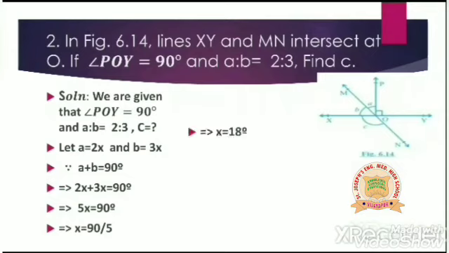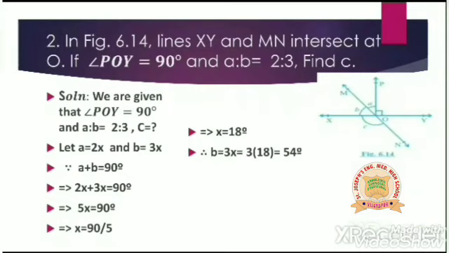Now we have got the value of x. So angle A equal to 2x, which is 2 into 18. And angle B, how much is it? Angle B is equal to 3x, 3 into 18, which is 54 degrees. Why have we taken only B, and not angle A? Because we need to find the angle C.